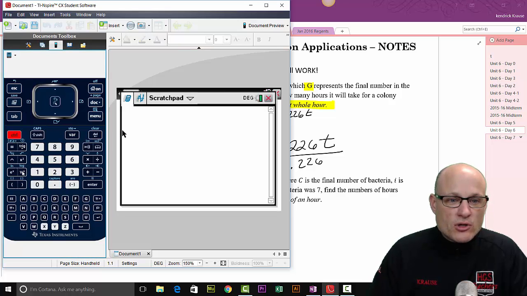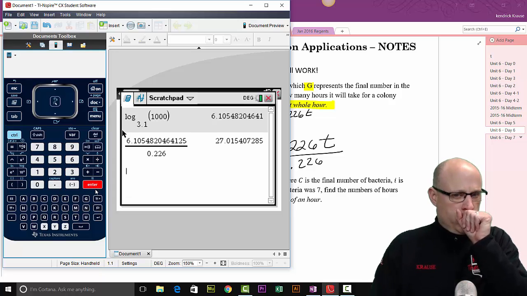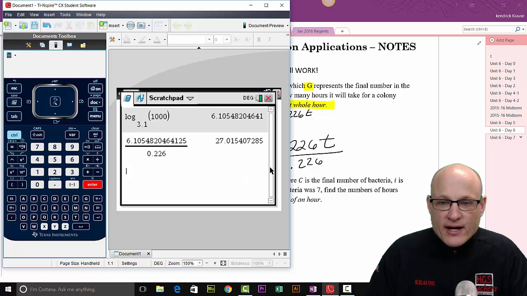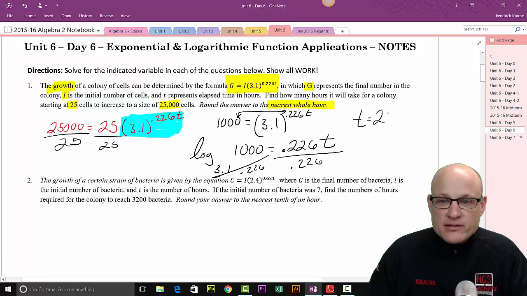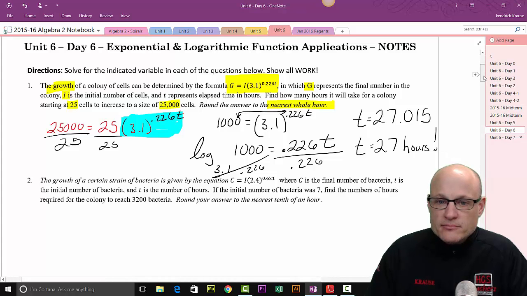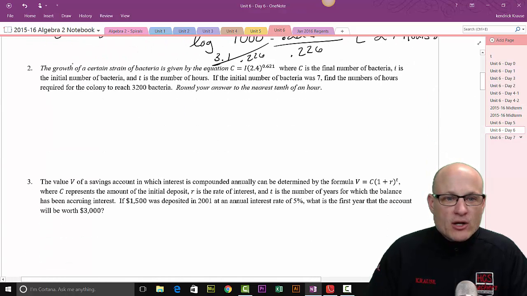Then we're going to do control log 3.1 of G, and then whatever that is, we're going to divide that by 0.226. 27.015. So T equals 27.015. So T is equal to 27 hours. Done. Moving on. The growth, again, we got growth, and look, it's bigger than 1.